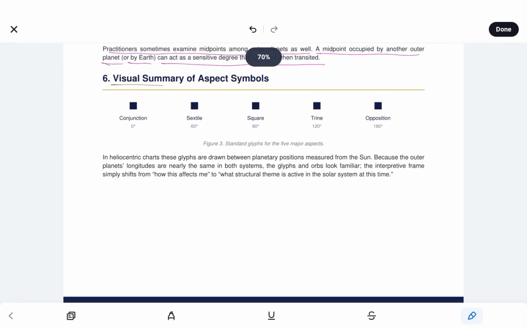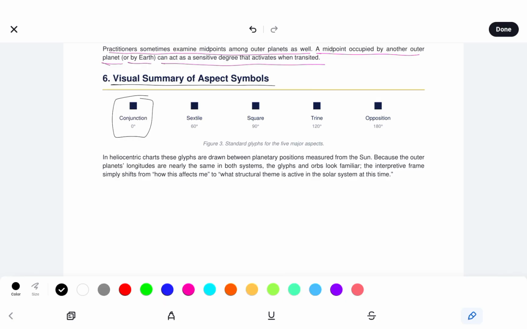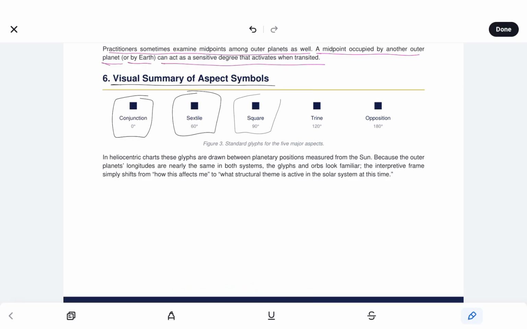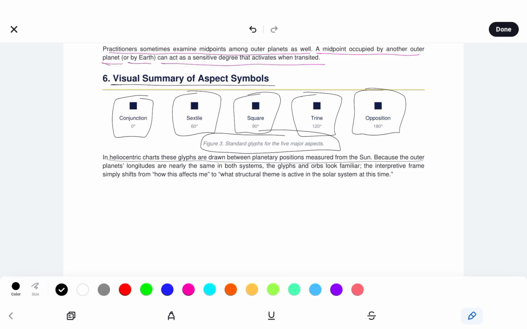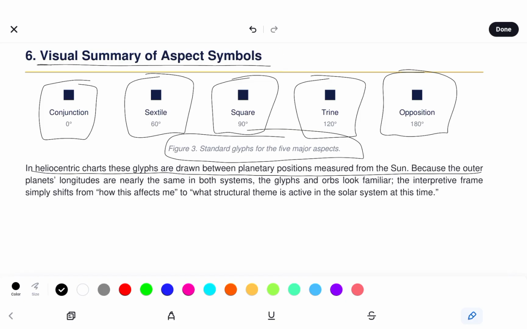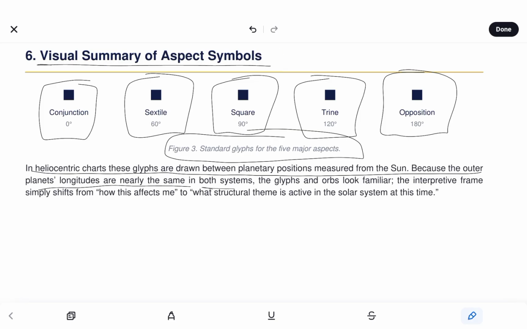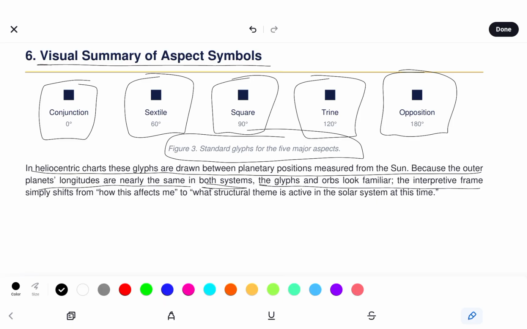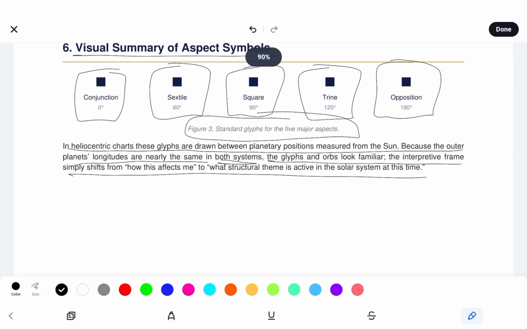Alright, a visual summary of aspect symbols we've talked about in a lot of other videos. Just a refresher though, because these are very important standard glyphs for the 5 major aspects. In heliocentric charts, these glyphs are drawn between planetary positions measured from the sun, because the outer planets' longitudes are nearly the same in both systems. We see the glyphs and orbs look familiar. The interpretive frame simply shifts from how this affects me to what structural theme is active in the solar system at this time.